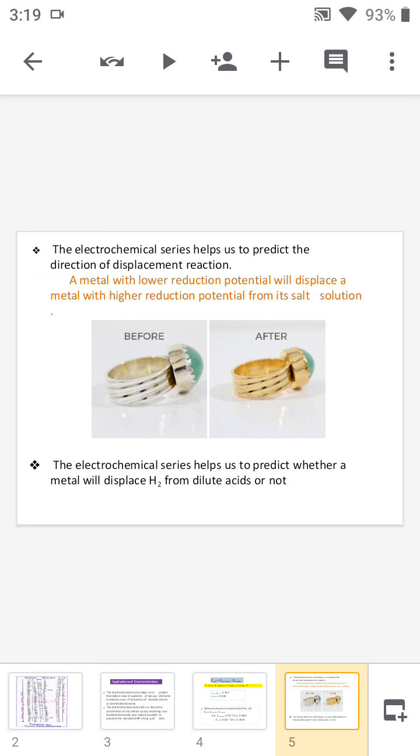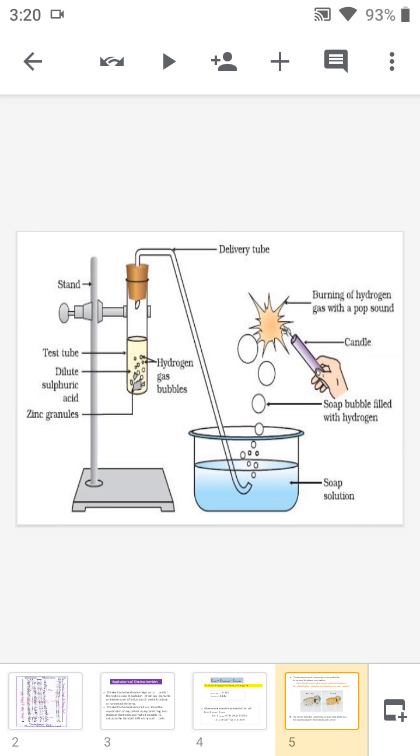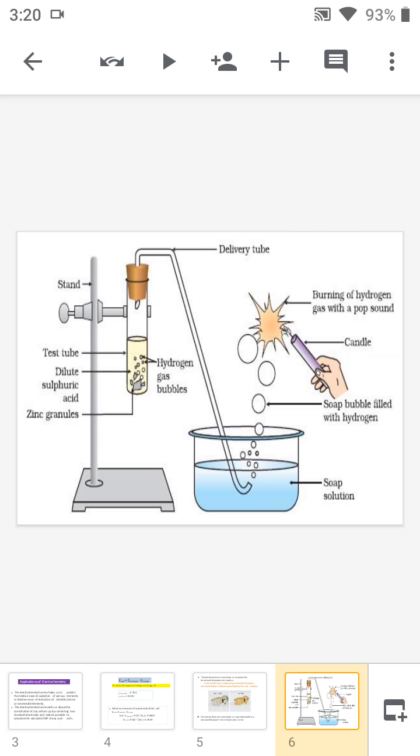The last application is that the electrochemical series helps us to predict whether a metal will displace hydrogen from the dilute acid or not. So this is also a very important application. See here, a magnesium ribbon is placed in a test tube, and some hydrochloric acid is added to the test tube. So we can see small bubbles in the test tube, and that is hydrogen gas evolving from the test tube. That gas is collected using a glass tube, which is passed through a soap solution. So we can see that the gas is bubbling from the soap solution, and if you bring any candle, it burns easily. So this is a very simple evidence for the generation of hydrogen.